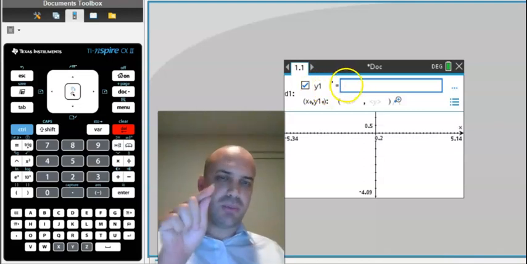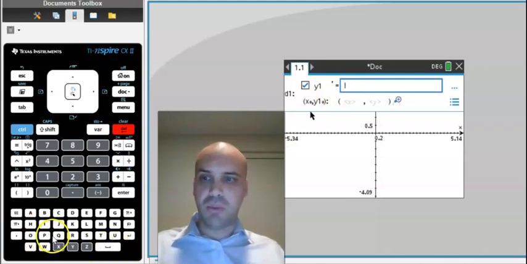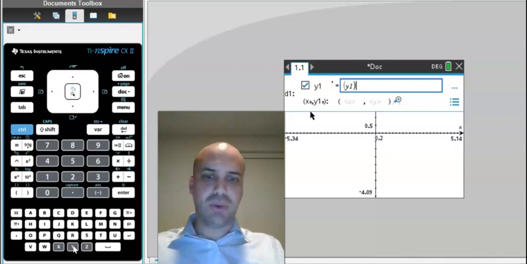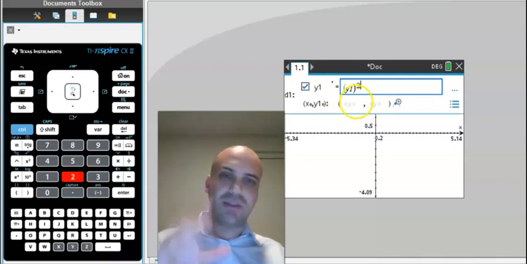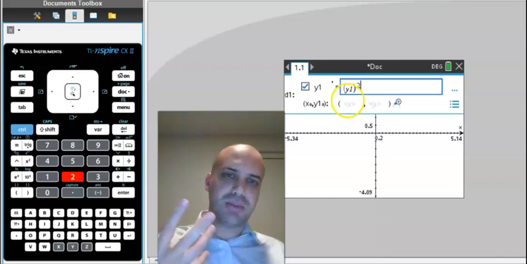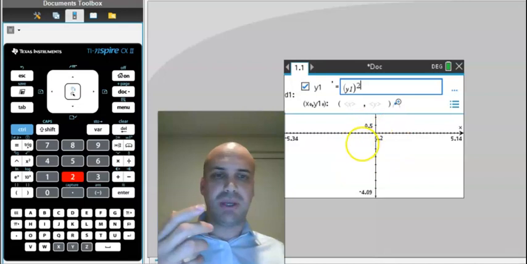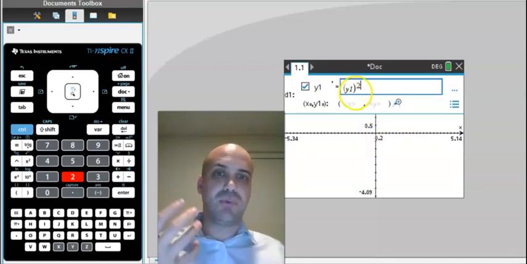So whenever we type y into our equation here, we actually have to type y1. And we're going to square y1. If we do that, it will work. Okay, this is a big mistake. You'll know you've made this mistake if you type y in there and just nothing appears in the graphing window. If no graph at all appears, then you've probably just typed y instead of y1.